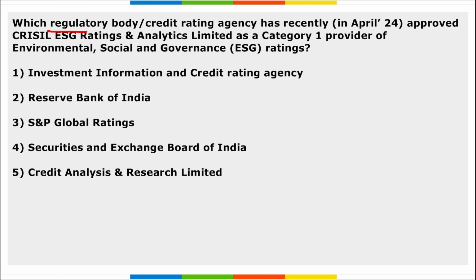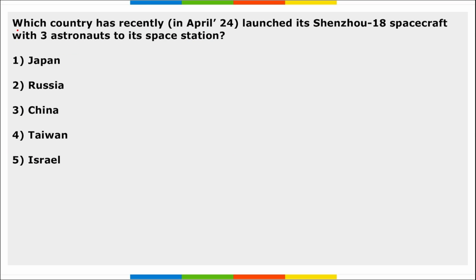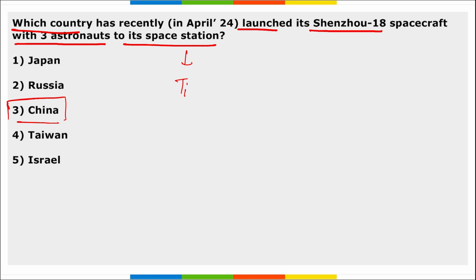Next, which regulatory body or credit rating agency has recently approved CRISIL ESG Ratings and Analytics Limited as a Category 1 provider of environmental, social, and governance ratings? It is Securities and Exchange Board of India. Right? Next, which country has recently launched its Shenzhou 18 spacecraft with 3 astronauts to its space station? So it is China, right? And what is the name of their space station? Tiangong Space Station.